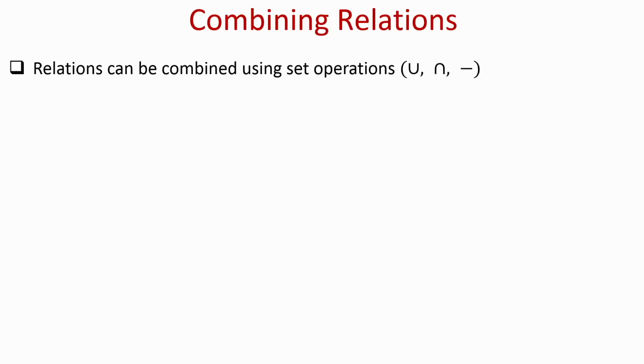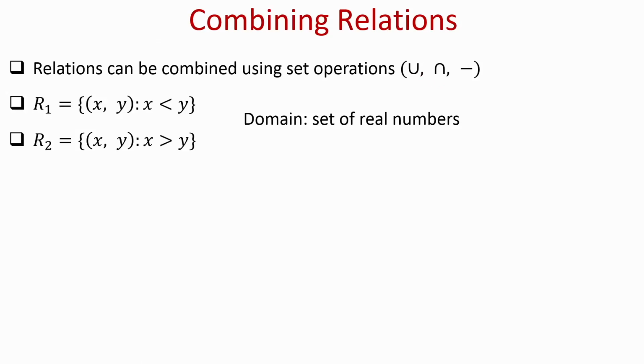So, it turns out that since relations are nothing but sets, we can perform various set theoretic operations like union, intersection, and set difference on relations as well. To demonstrate this, let us consider two relations R1 and R2. R1 consists of all pairs x, y of real numbers where x is less than y.